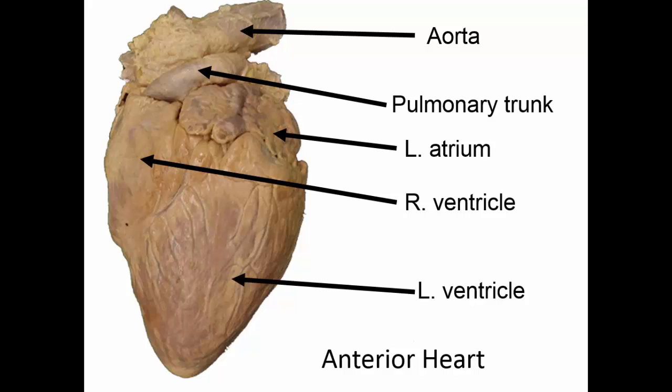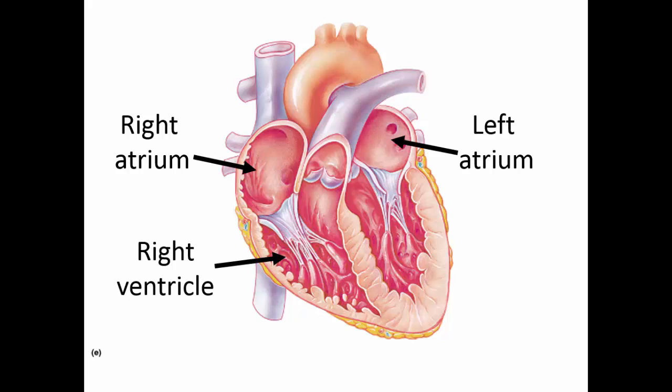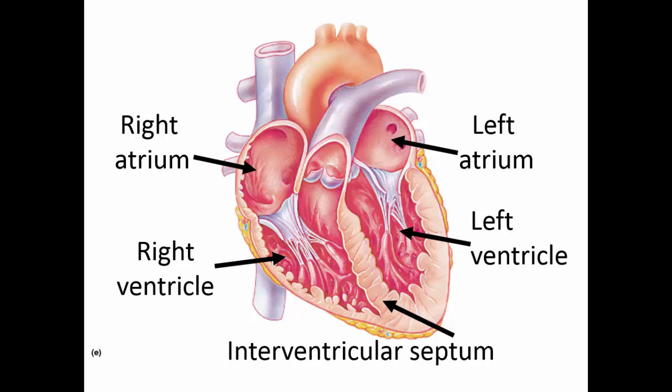Then the right ventricle, here's the left ventricle. As we look at this cross section, here's the right atrium and the left atrium, and here's the right ventricle and the left ventricle. Here is the interventricular septum, the muscular wall between the ventricles.